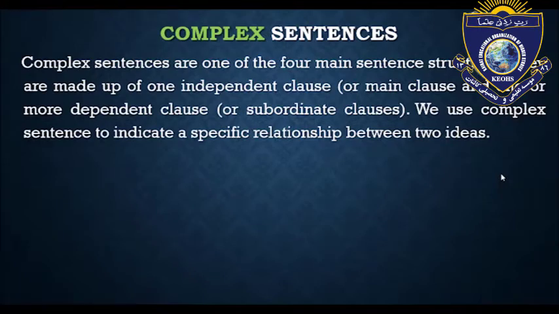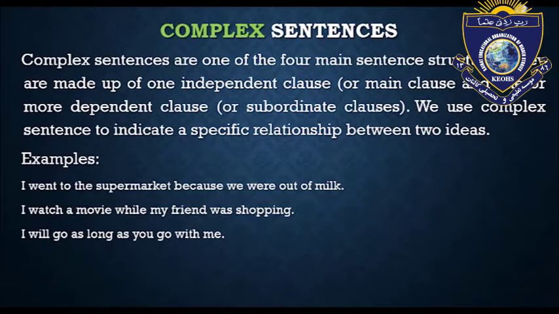Okay, now we know what a complex sentence is. Now let's move to the examples. I went to the supermarket because we were out of milk. I watched a movie while my friend was shopping. I will go as long as you go with me. Okay guys, take a look at the first example: I went to the supermarket because we were out of milk.